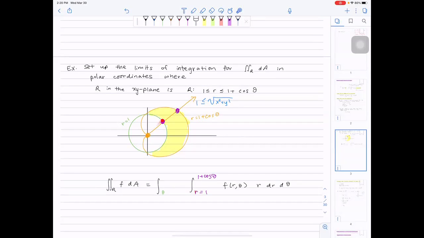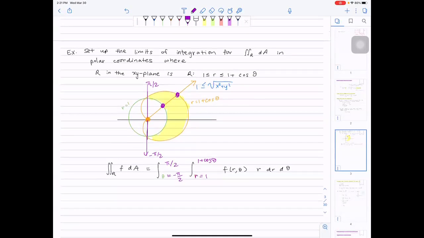Then looking at your region, out of all these possible lines we can draw, what are the min and max for theta? Well, theta goes between negative pi over 2 and pi over 2, because it's this entire highlighted region, the entire right-hand side of our graph. So theta is negative pi over 2 to pi over 2. Any questions on how I found the bounds?